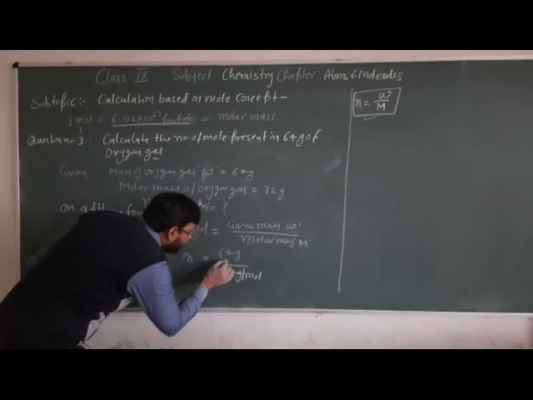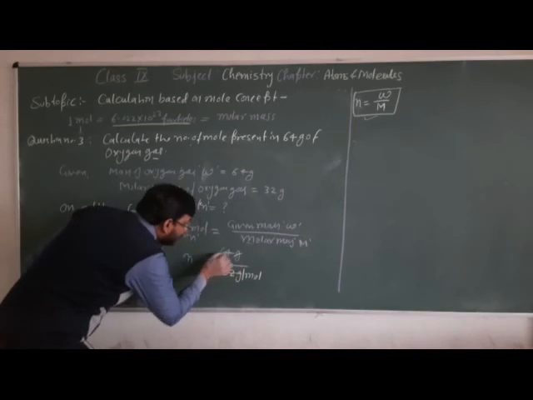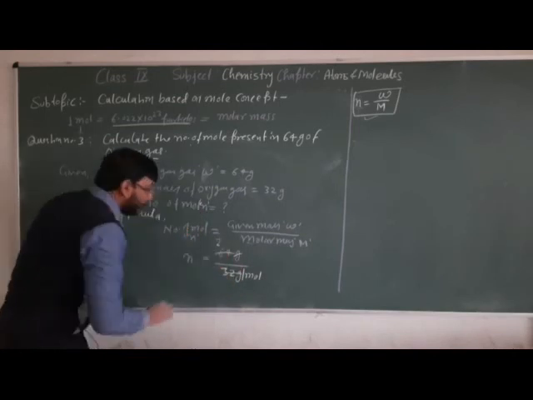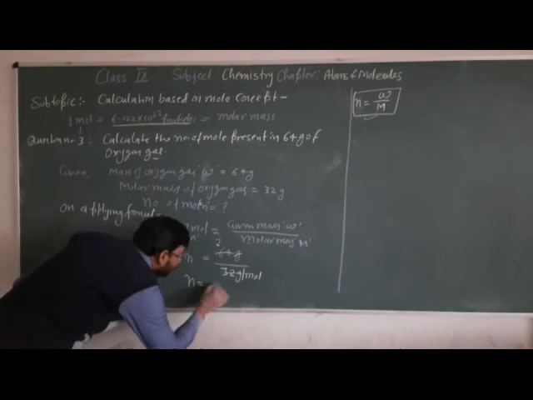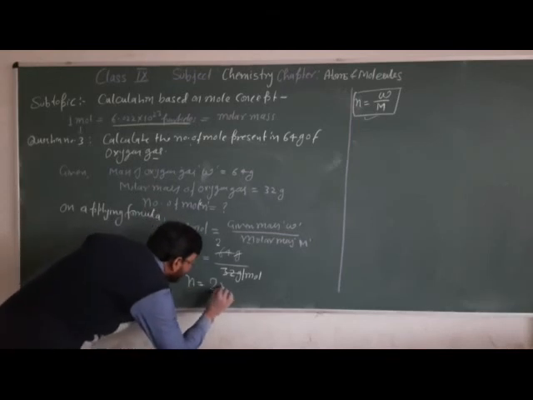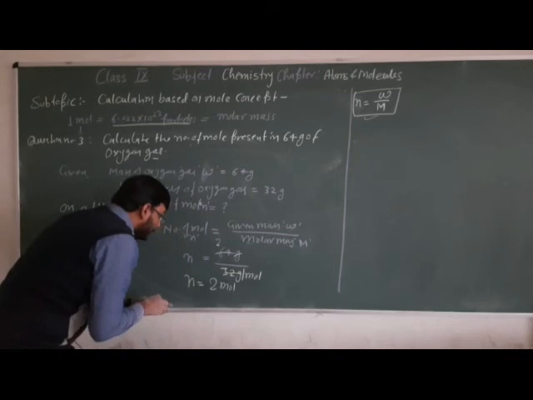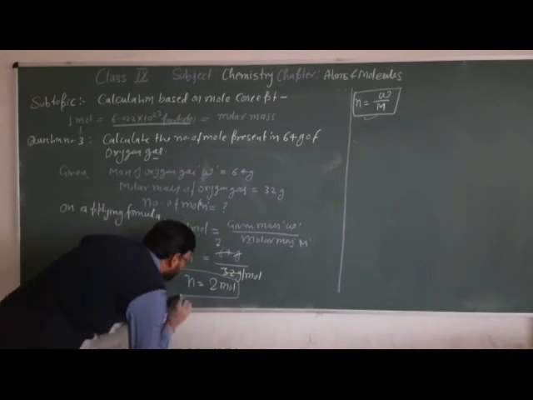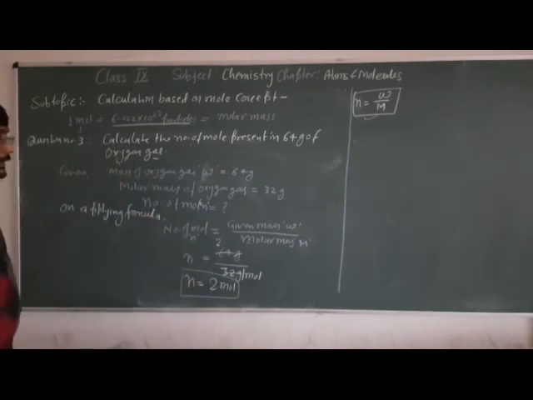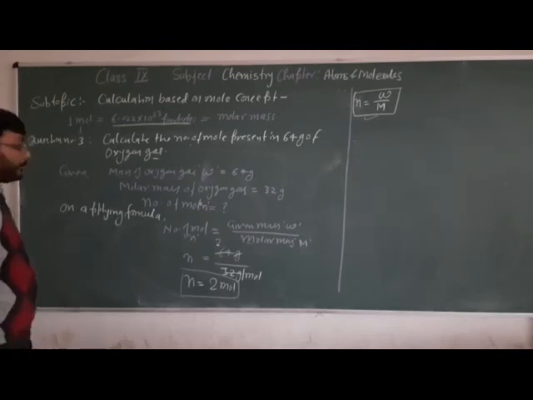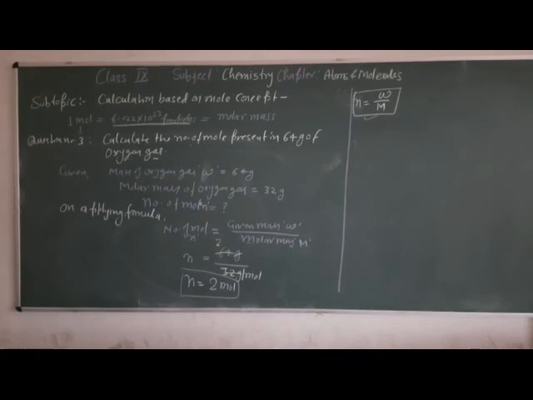Now 32 gram cancels, 32 twos are 64 gram. So now N is equal to 2, and the unit mole will go up. So this is our answer. We got 2 mole. Is it clear? This is how to calculate the number of moles. Okay, note it down. Then we do one more.